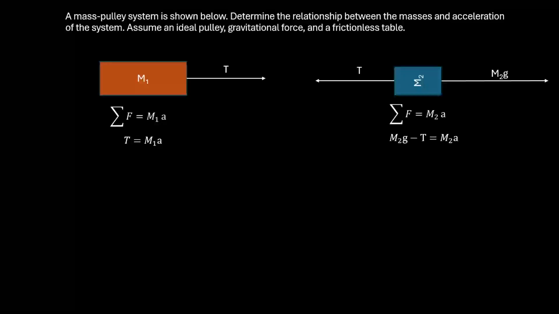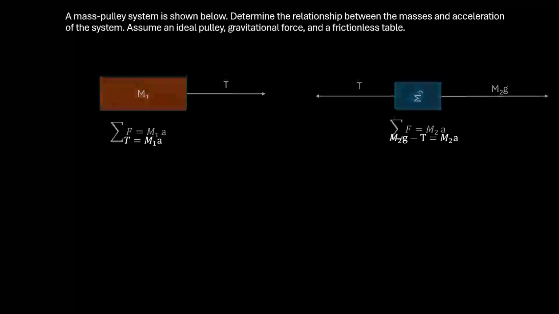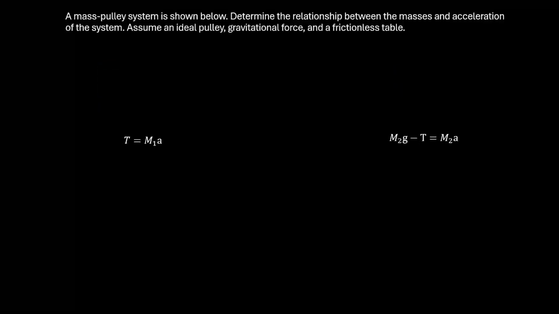Now, we actually have all the information we need over here. All we have to do right now is use this equation and this equation, and let's use those to solve for our acceleration. Let's take the diagram out of the way and bring in the relevant equations. Now if you notice, T equals M1A and M2G minus T equals M2A.